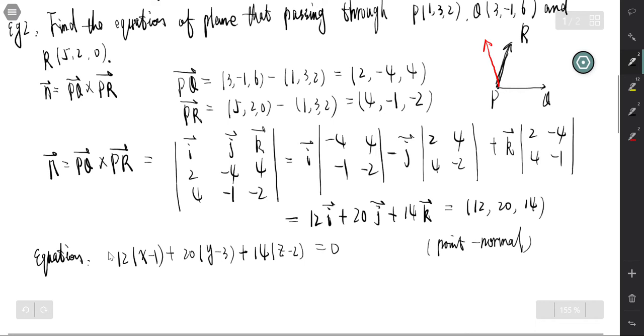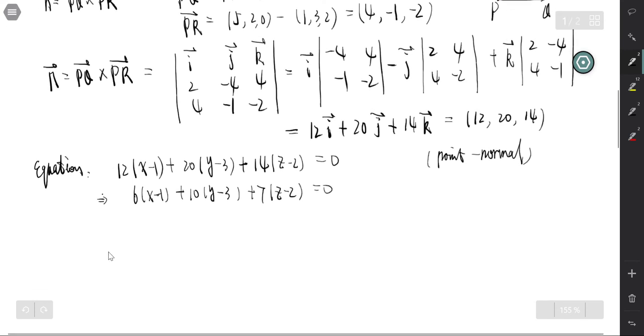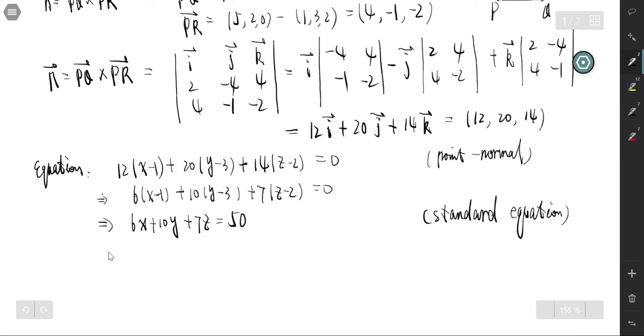And then expand the bracket. Or first, we can simplify: divide both sides by 2. That's 6(x minus 1) plus 10(y minus 3) plus 7(z minus 2) equals 0. Then expand the bracket. We got 6x plus 10y plus 7z equals 6 plus 30 plus 14, that is 50. This is the standard equation, the equation of the plane.